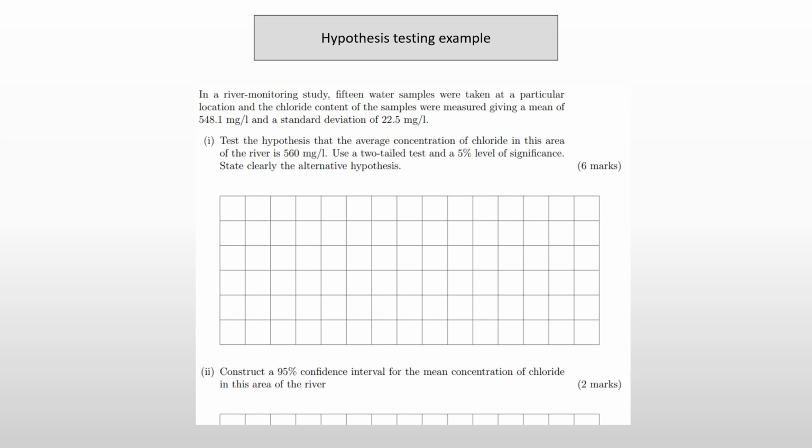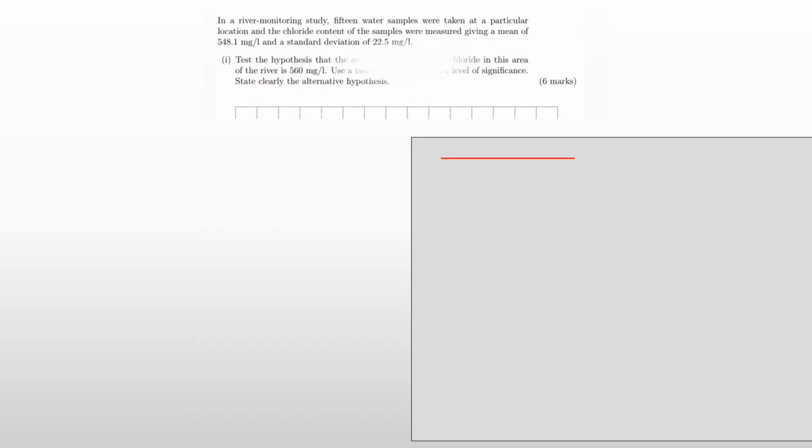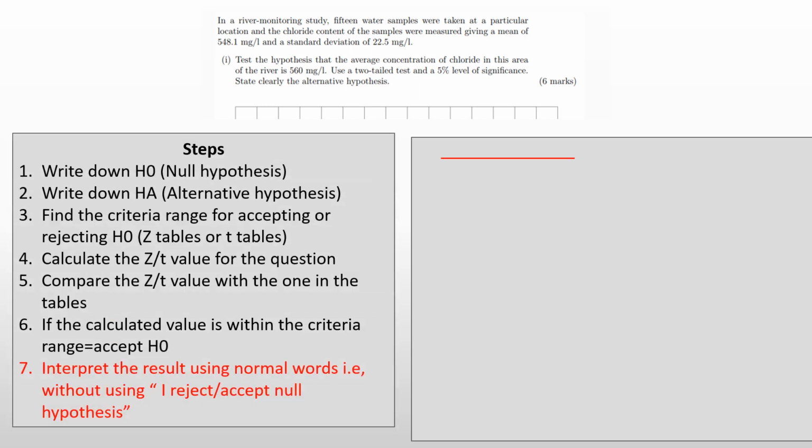Okay, and then part 2, they just want you to construct a 95% confidence interval for that question. Again, there's another video on confidence intervals, you can look into that. But we're going to do that here as well, just to construct that, right? So this is the question, and we're doing hypothesis testing. I've just put the steps on the left, and I'm going to be walking through those steps and filling in the values. So first, write down the null hypothesis.